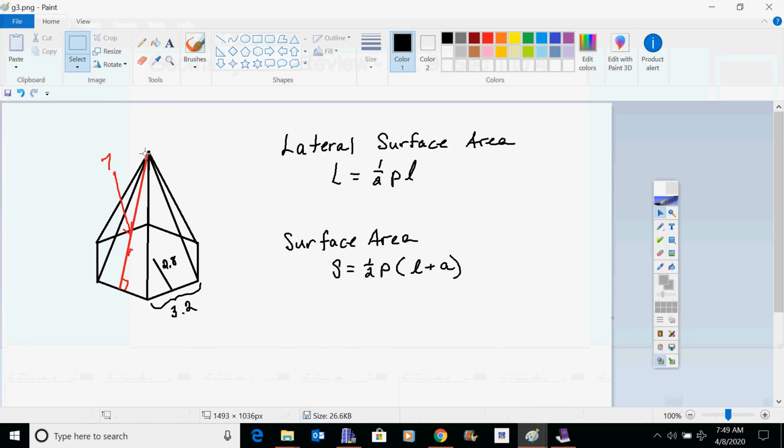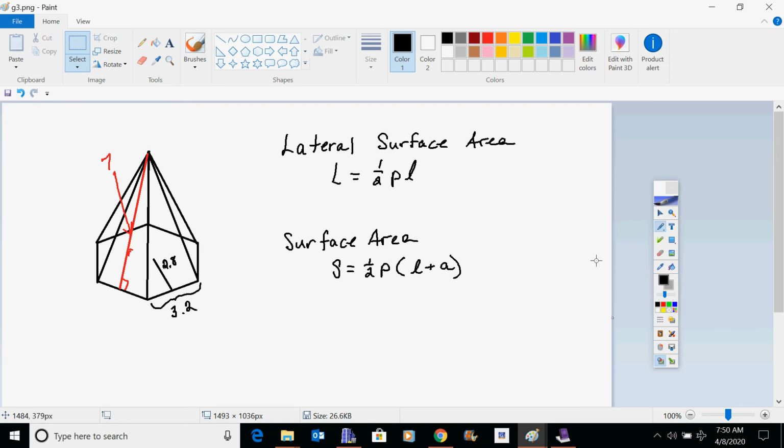Okay, so for the lateral surface area here, the slant height is different than the height of the pyramid, so it's not going down into the middle of the pyramid. It's also different than the length of the side. The slant height is its own thing. So either that will be given to you, or if you know this and you know this, you can use a squared plus b squared equals c squared in order to find the slant height.